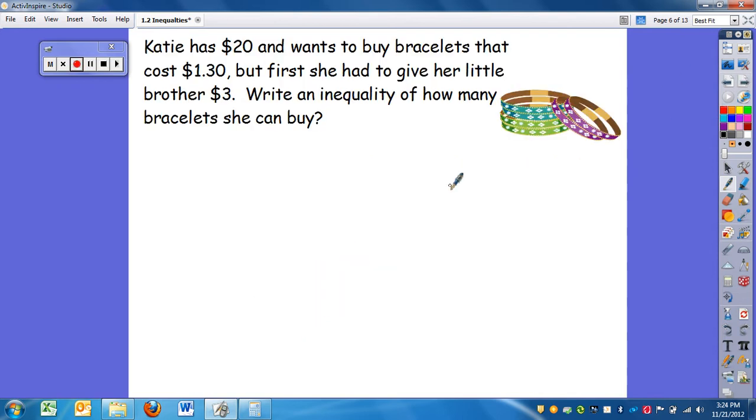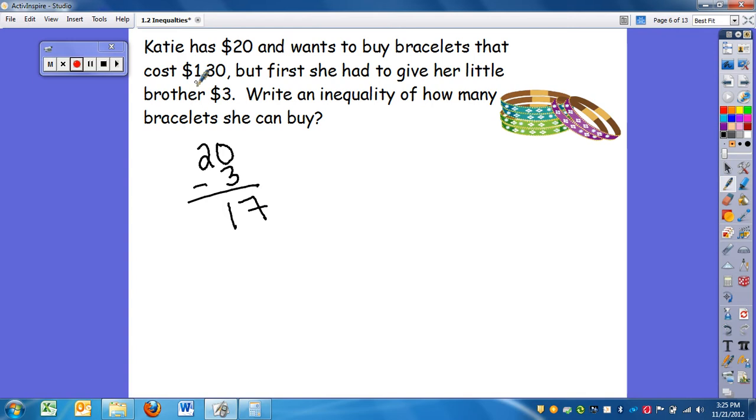So this is a situation in which we're trying to figure out how many bracelets Katie can buy. It says Katie has $20 and wants to buy bracelets that cost $1.30. But first she has to give her little brother $3. So Katie has $20. We have to take away 3 because she lost 3 of her dollars to her little brother.